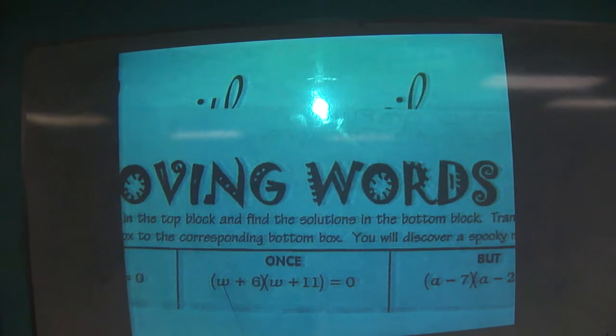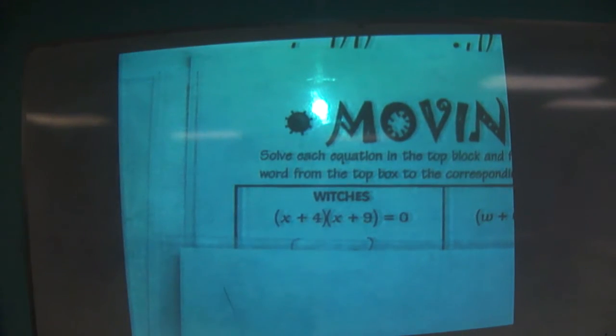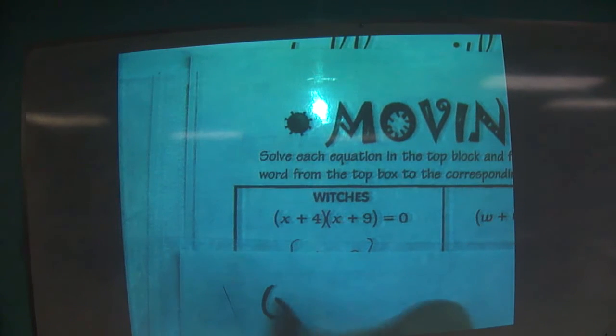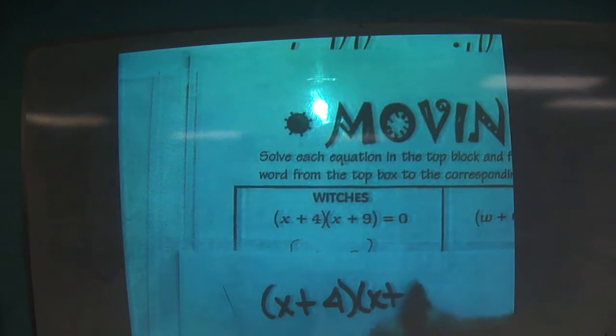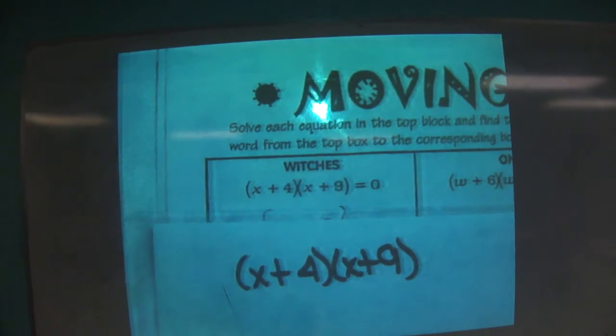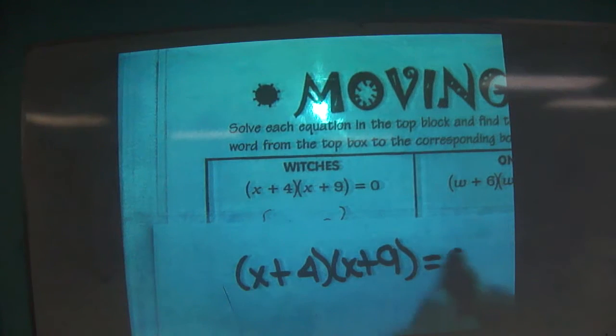Okay, this is moving words. And this is the next step in factoring that we started last week. Okay? So if you notice, we have x plus 4 times x plus 9. It's already been factored for you. And the difference is, instead of equals y, it equals 0.